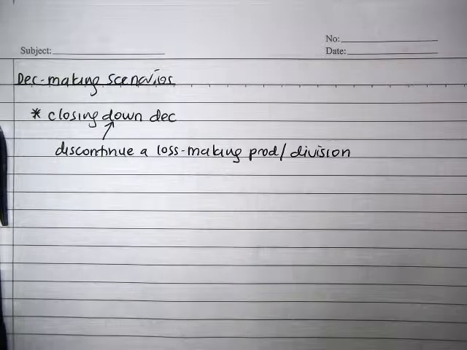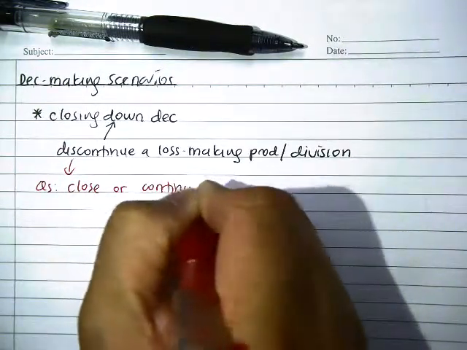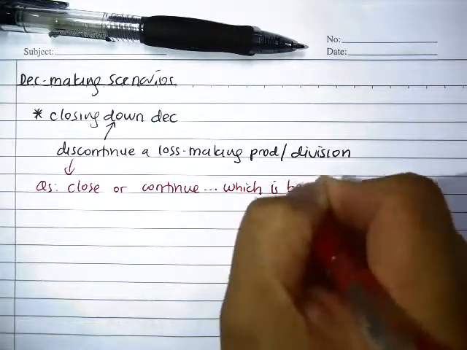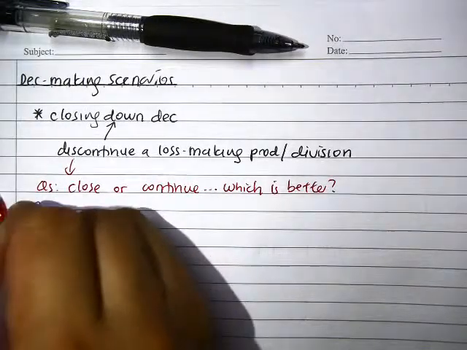Now, because you are having a very simple thinking that if I can close it down, I don't have to make the loss. Because if I maintain the division, if let's say every year the loss is 50,000, I might as well close it down, then I save the loss. Now these are examples of situation that you must evaluate. Do you think close down is better or continue is better? So your decision is close or continue. Which one is better? Now, how do you solve this problem? So what approach do you use?